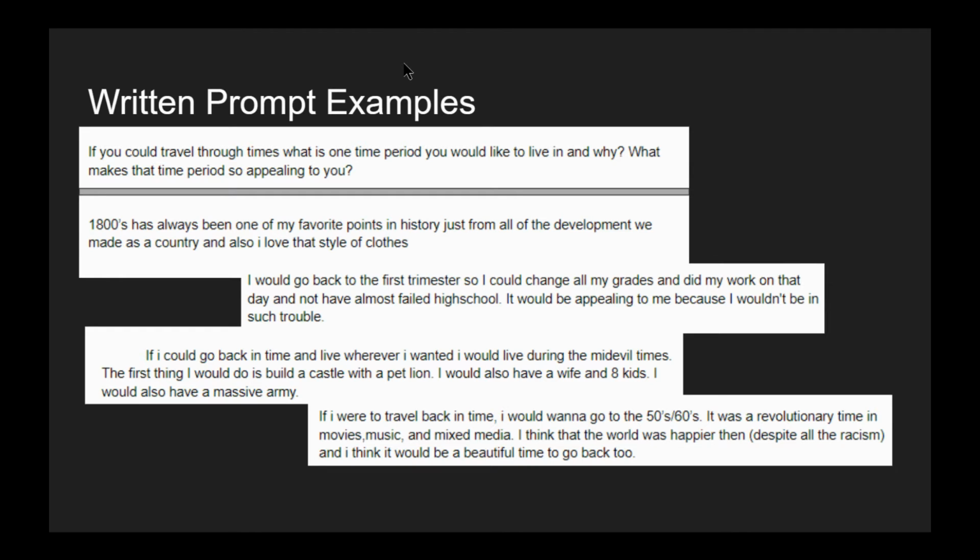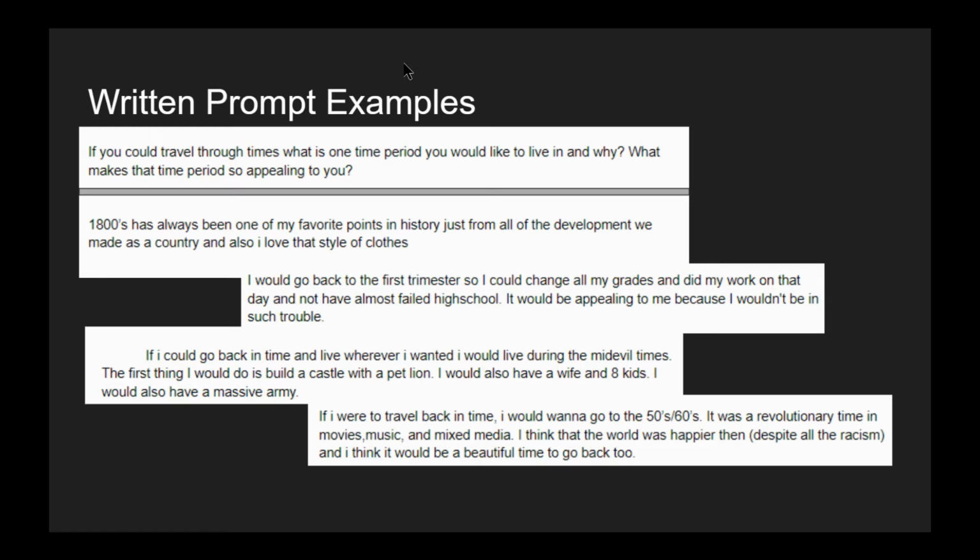Here's an example of one of the text-based written prompts that we've used. It asks, if you could travel through time, what is one time period you would like to live in and why? And what makes that time period so appealing to you? And it's a great prompt. I could write a page or two on this. You kind of let your imagination go crazy and come up with something great.